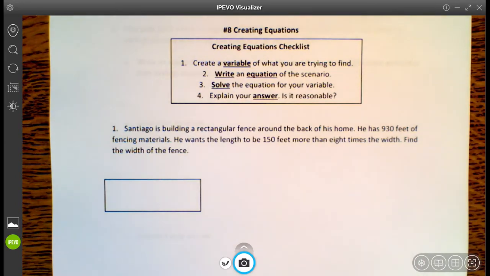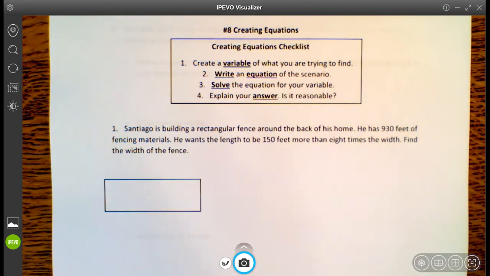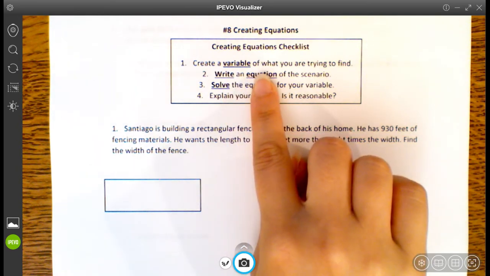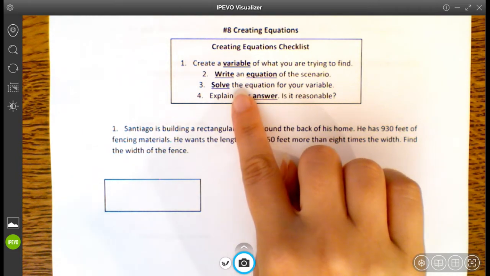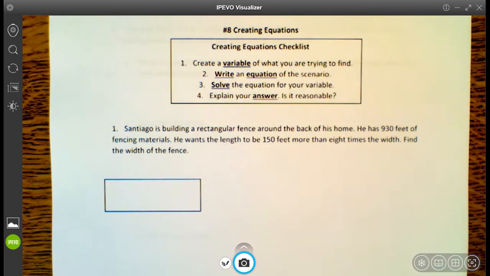Guys, so we are going to take a look here at how to create equations. In order to do this, we are going to go through a checklist. This seemed to help you guys with solving equations, so why not use a checklist to help us create them as well? To create an equation, we first need to create a variable of what we are trying to find. Number 2, we write an equation of the scenario. Number 3, you solve that equation for your variable. And number 4, you explain your answer, or sometimes we may ask if it's a reasonable answer.